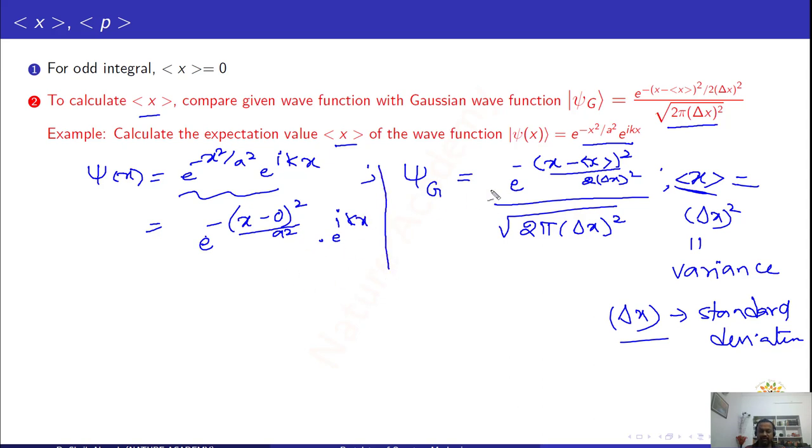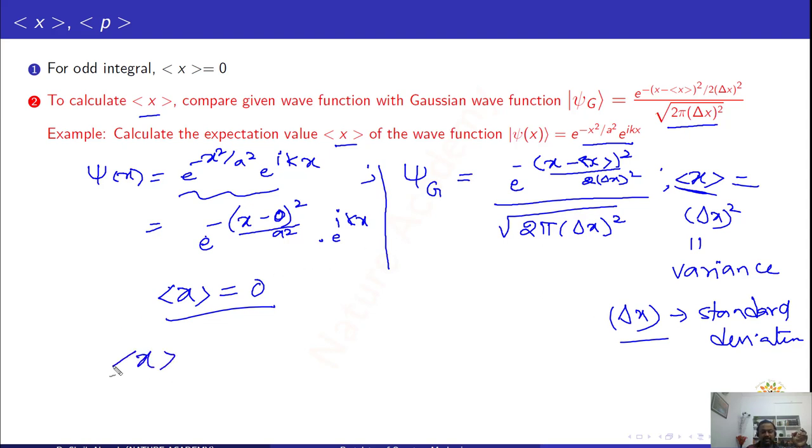Now compare this given wave function with the Gaussian wave function here. So from this I can say that the expectation value is 0. When you compare both, I can write the expectation value is 0. So see here, there is a 0 parameter, and in the 0 place I can write the expectation value of x. So simply I can write that the expectation value of the operator x is 0. No need to do the calculation.